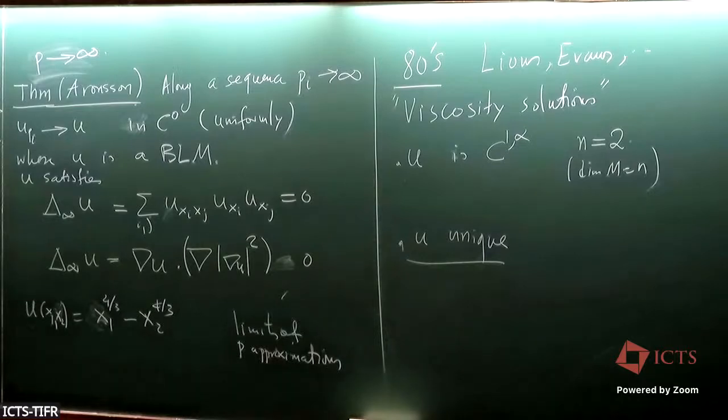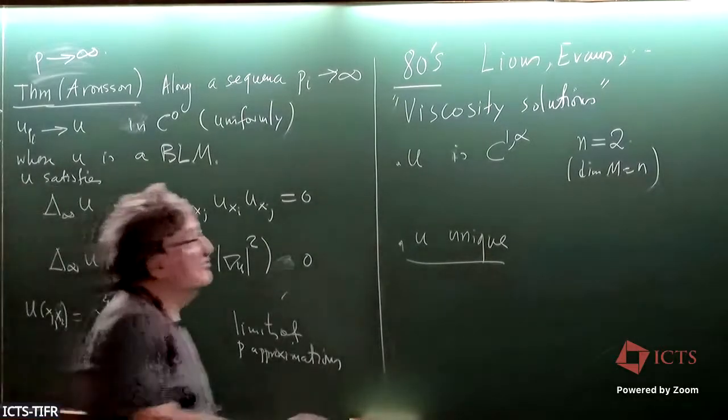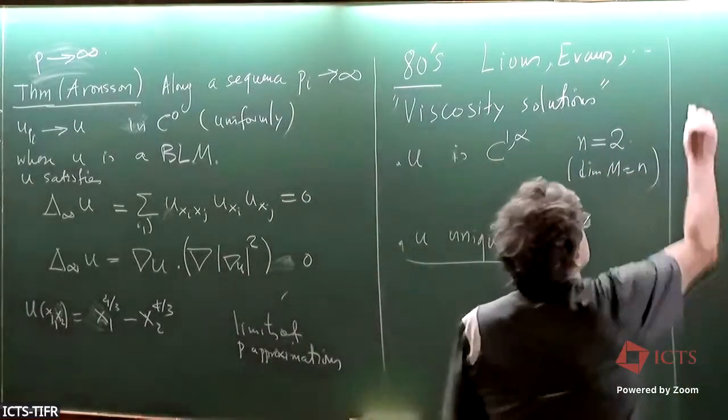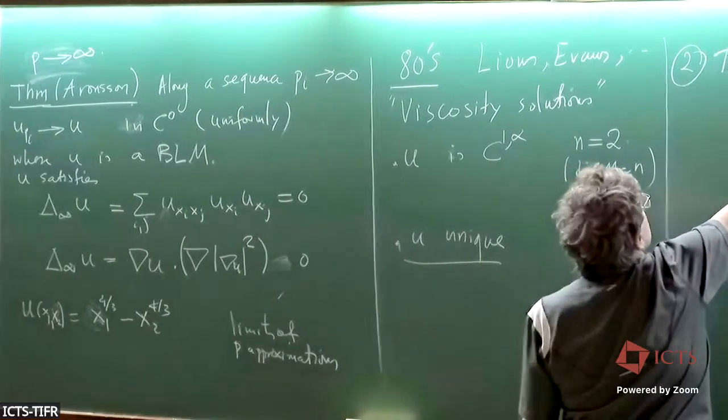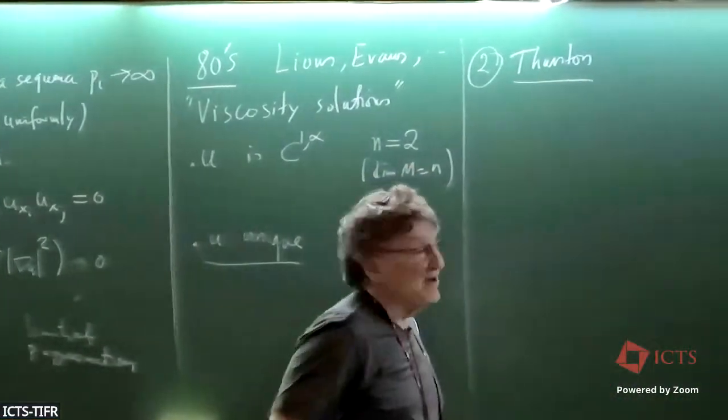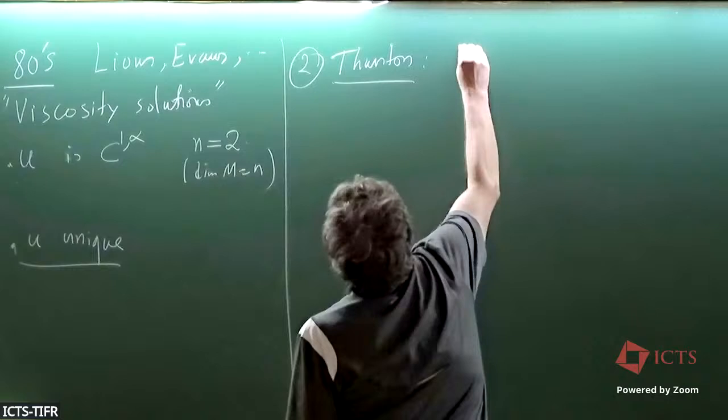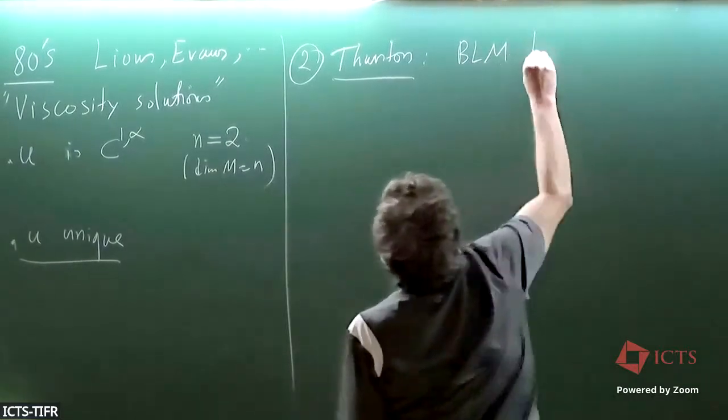So this is the number one. This is a little bit before Thurston. So then we get Thurston, and there he talks about best Lipschitz maps. So Thurston, he wants to talk about best Lipschitz maps between hyperbolic surfaces.